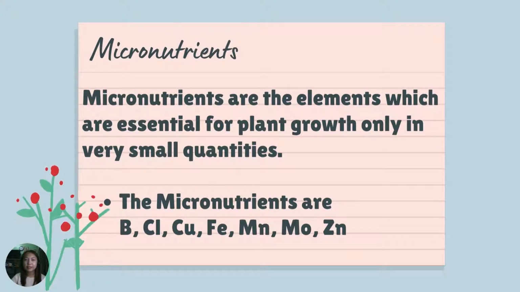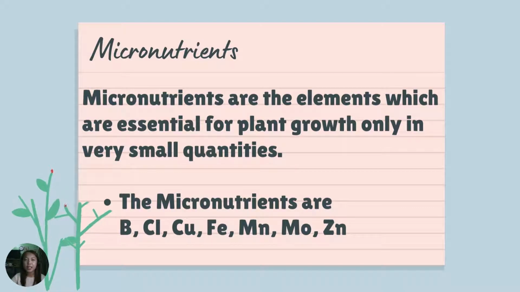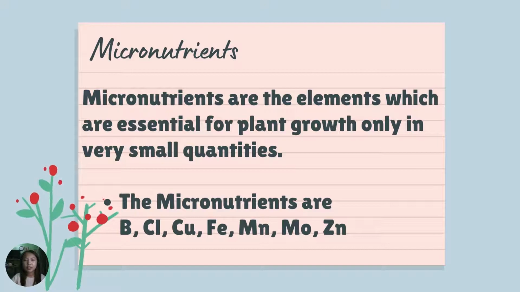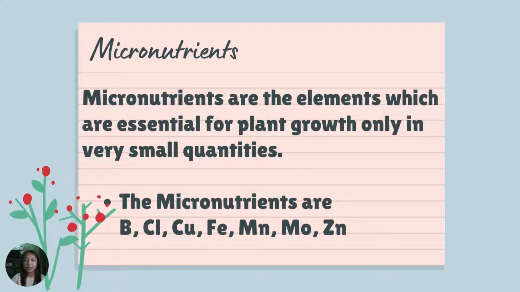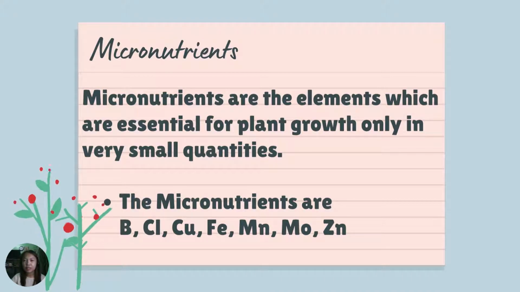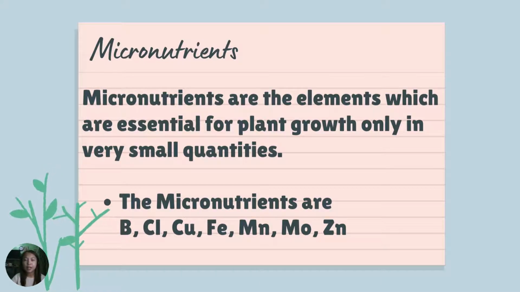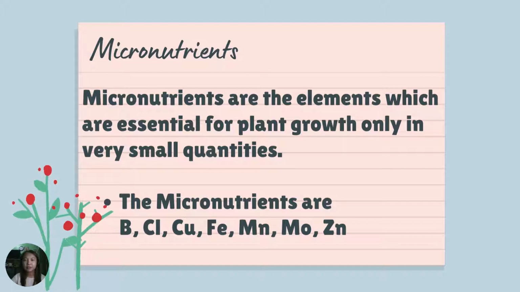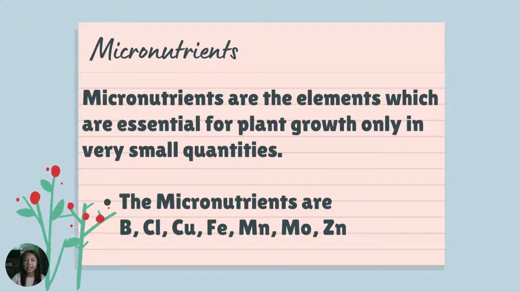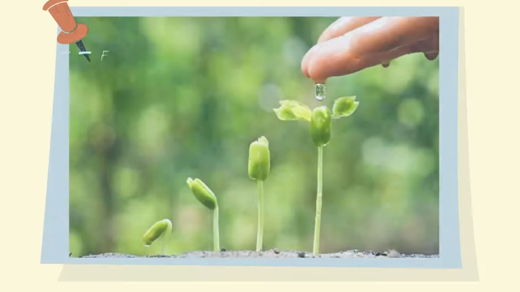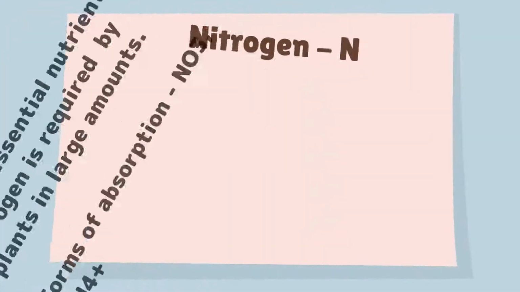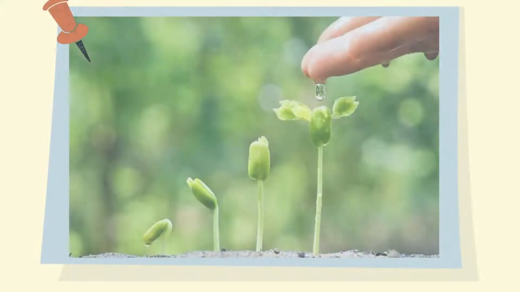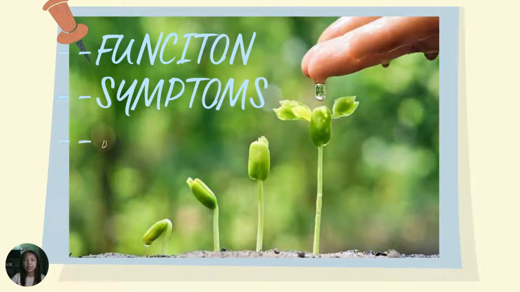For the micronutrients, when we say micro, it means in a small amount or quantity. Micronutrients are the elements which are essential for plant growth only in a very small quantity. These are the following micronutrients: B for boron, Cl for chlorine, Cu for copper, Fe for iron, Mn for magnesium, Mo for molybdenum, and Zn for zinc.